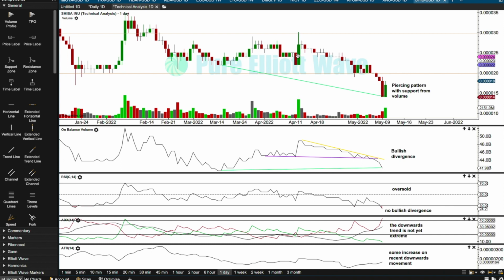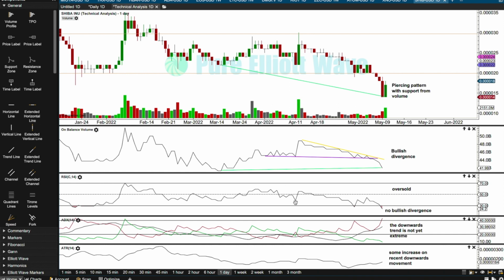Back here, it would have been really tempting to call for a sustainable low down here. This is a really strong bullish engulfing candlestick pattern that's come after some downward movement, but kind of mostly sideways. It has really strong push from volume as well.